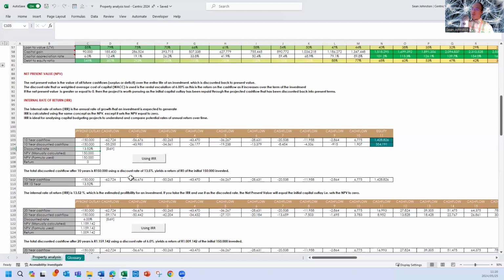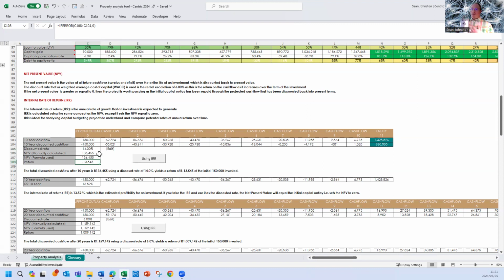Now, if you use the discount rate equal to the internal rate of return, which is 13.52%, by clicking that button, your discount rate equal to your internal return will result in a net present value of naught. So in layman's terms, if my weighted average cost of capital was 13.52% based on all your calculations and assumptions and variables over a 10-year period, anything above 13.52%, let's say 14, this property is not worth pursuing.